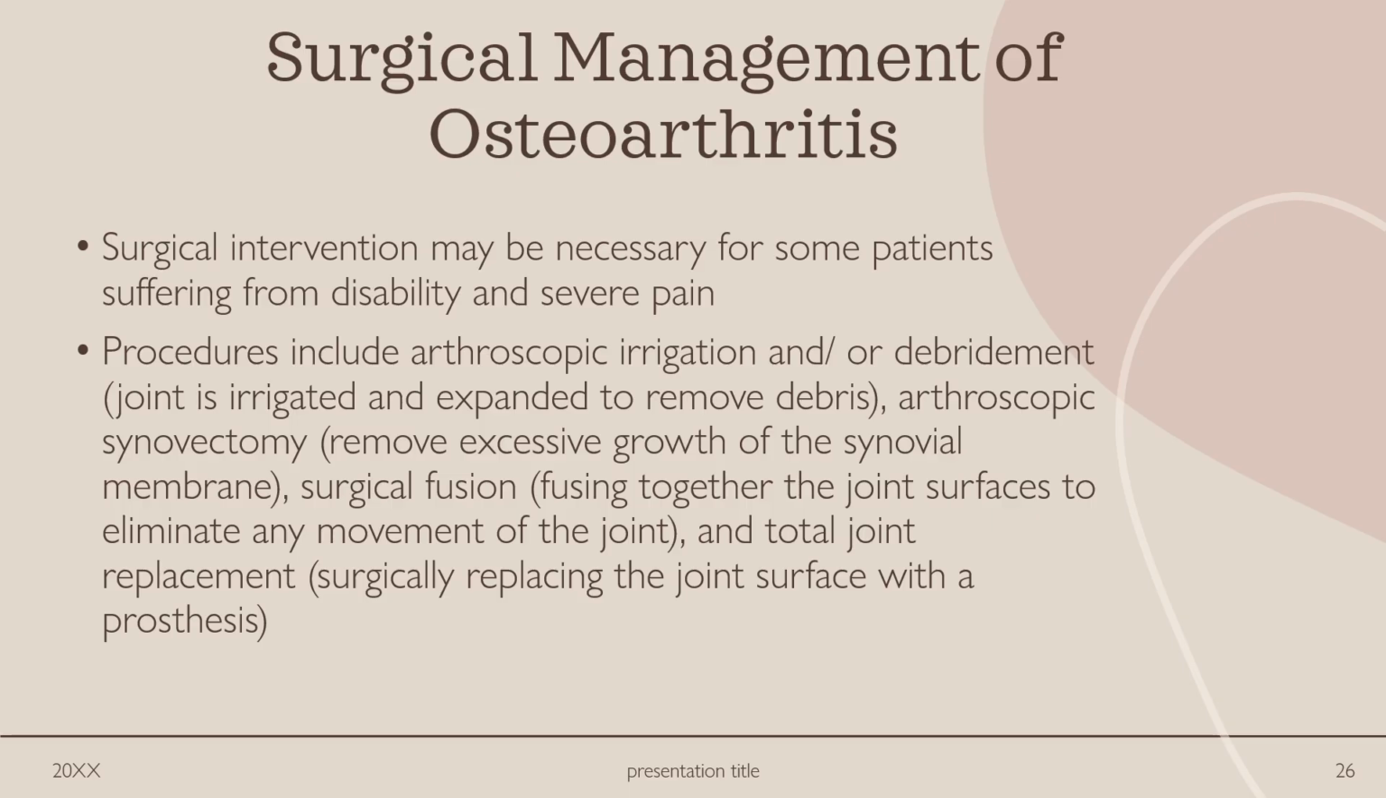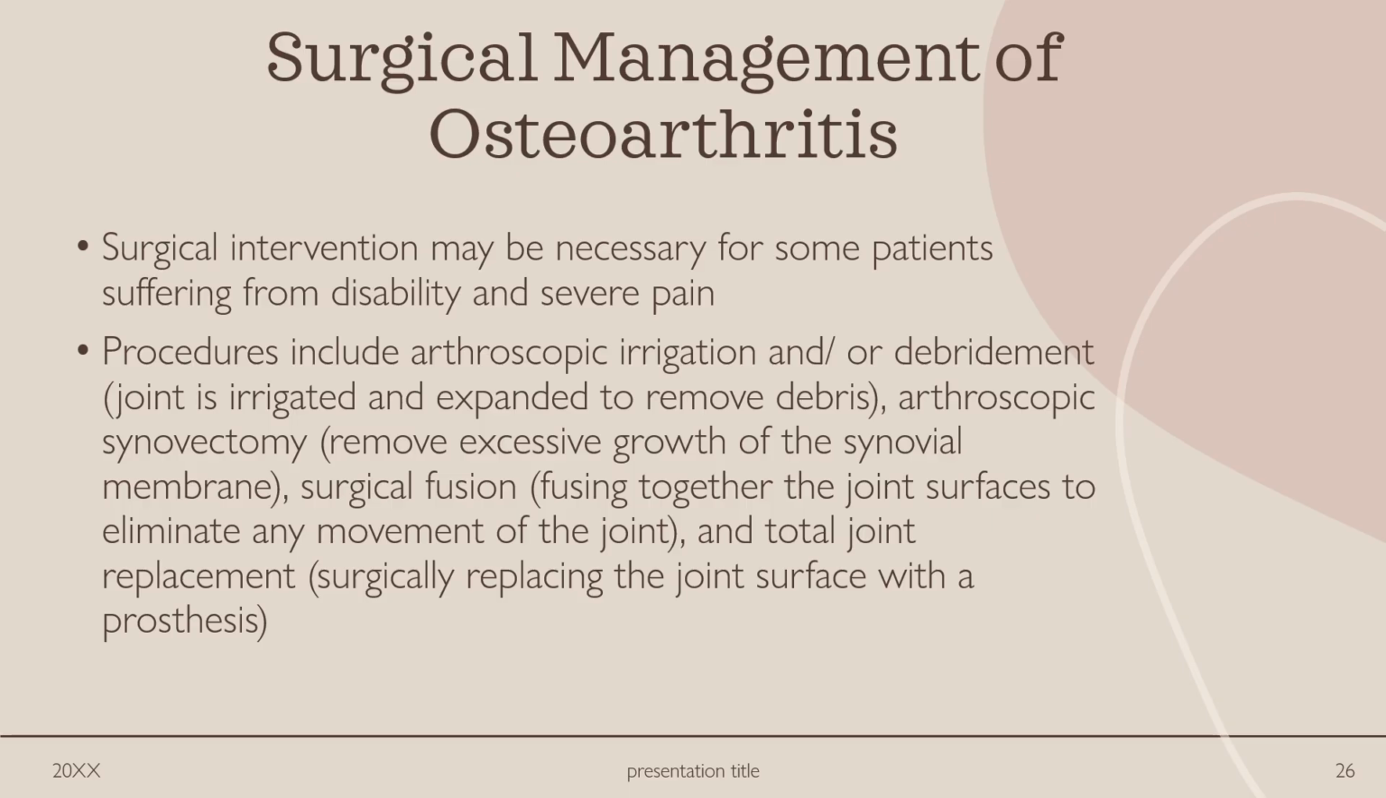Surgical intervention may be necessary for some patients suffering from disability and severe pain. Procedures will include arthroscopic irrigation and/or debridement, and this is when the joint is irrigated and then expanded. The surgeon will expand the joint to remove any debris that is in there. And then arthroscopic synovectomy, and this is to remove the excessive growth of that synovial membrane that is causing pain.